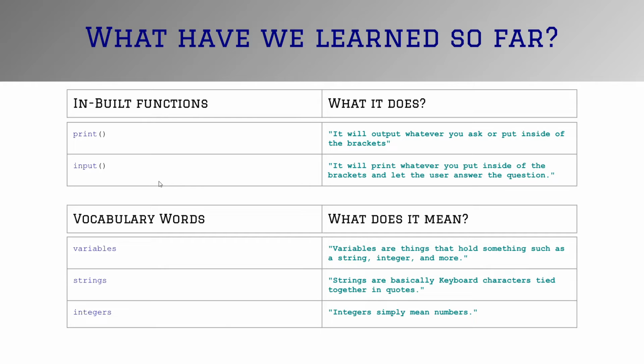Some vocabulary words we learned were variables, strings, and integers. Variables are things that hold something, such as a string, an integer, and more. Strings are basically keyboard characters tied together in quotes. Integers simply mean numbers.